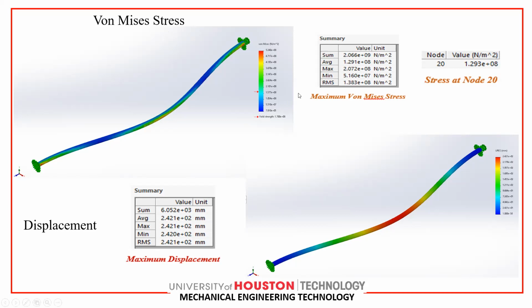And the maximum wall mass stress is equal to 2.072 times 10 to the positive 8 Newton per meter square. And the stress at node 20 is equal to 1.293 times 10 to the positive 8 Newton per meter square. And maximum displacement is equal to 242.1 millimeter.